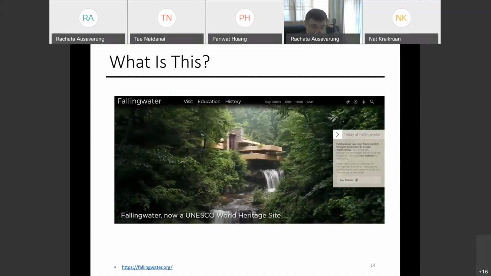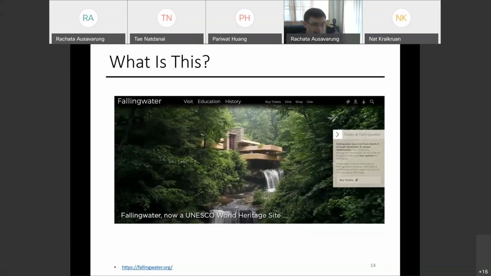This is one of the UNESCO World Heritage Sites, right around the corner of the waterfall I showed earlier. This building is close to it. It's called Falling Water, and it's designed by Frank Lloyd Wright, one of the master architects in the U.S. Right, and you see that it's actually a house built on the waterfall, right? So this is what architects do.